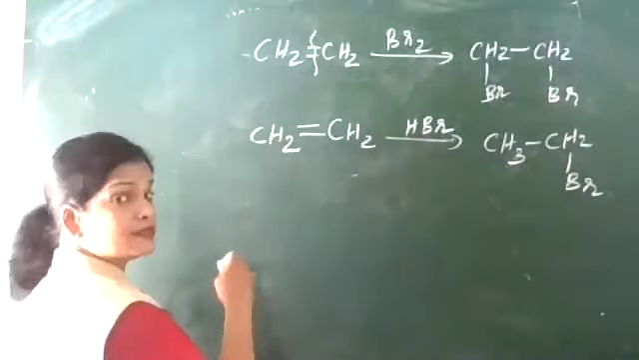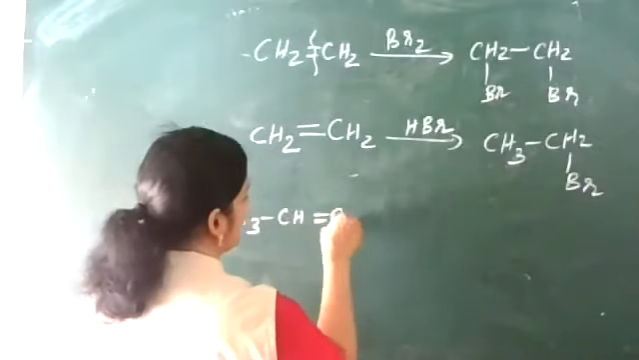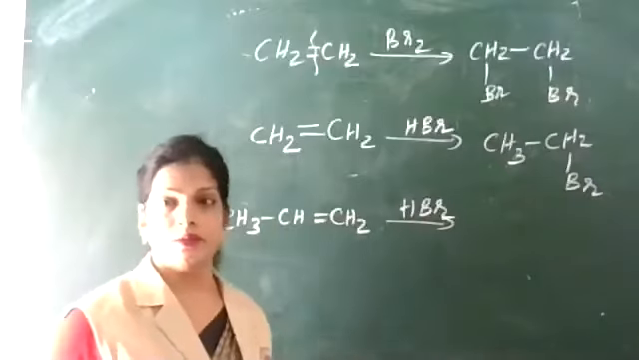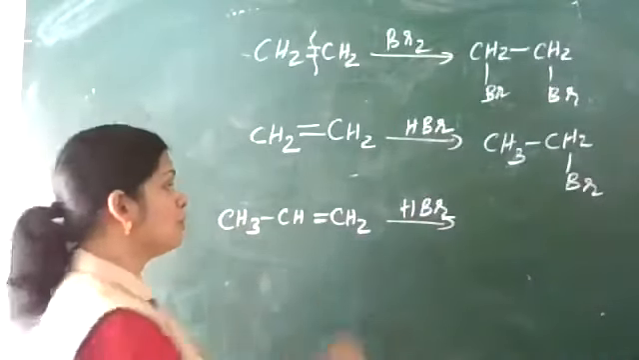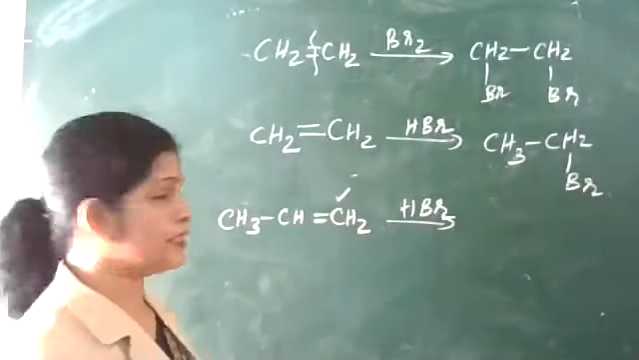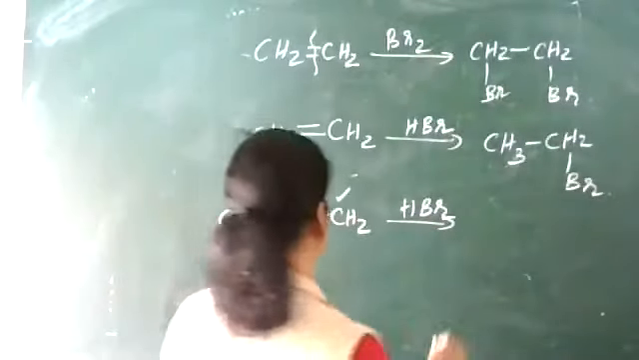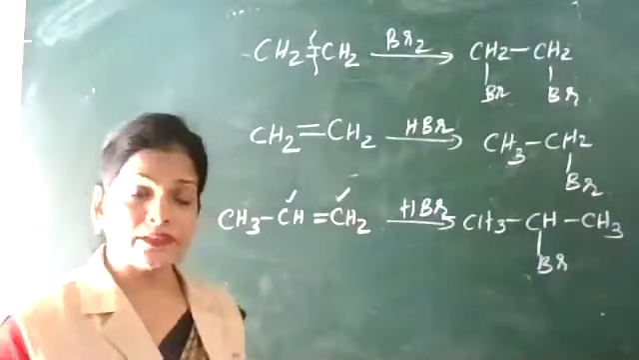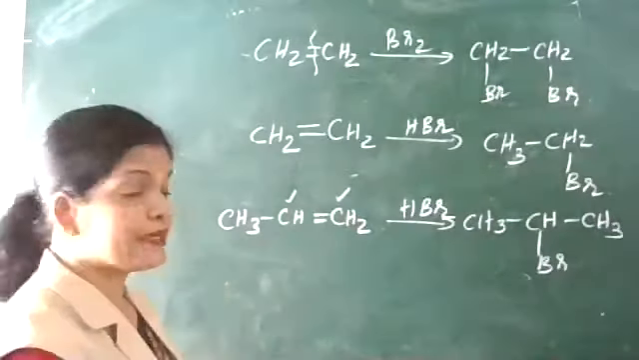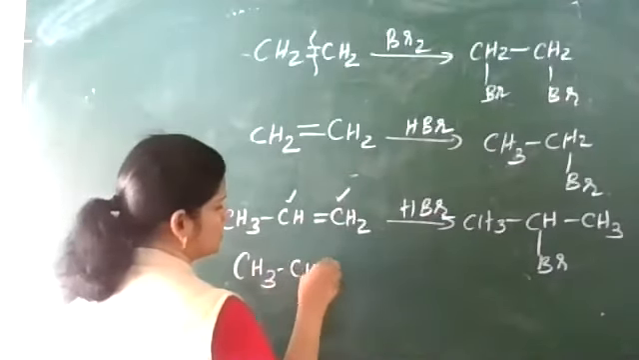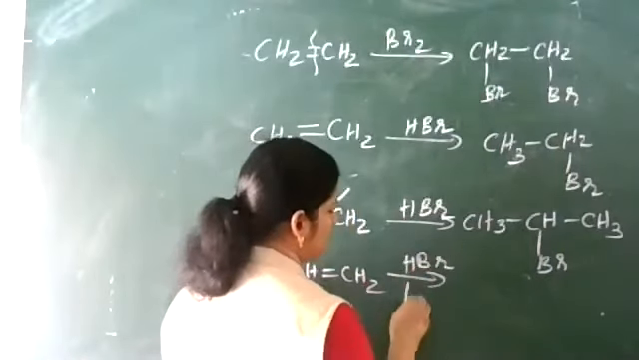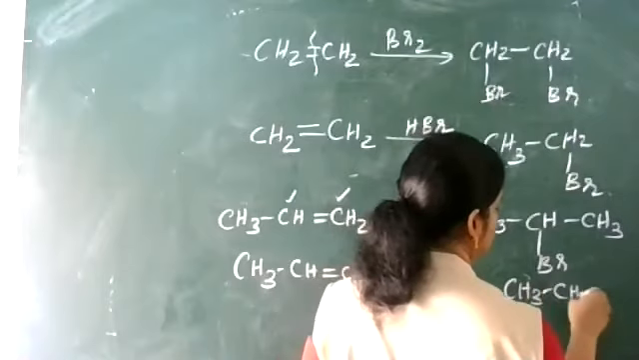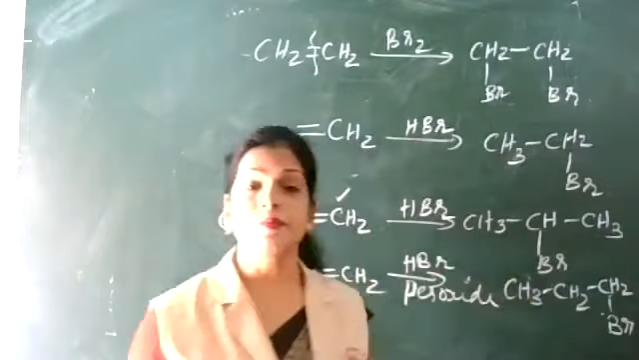Last year you learned, if this is unsymmetrical, that is CH3CH=CH2, then HBr addition follows Markovnikov's rule. Hydrogen halide will be added such that hydrogen goes to the more hydrogenated double bonded carbon, and halogen will be added to the less hydrogenated carbon. But in presence of peroxide, anti-Markovnikov rule will be followed. So you will be getting 1-bromo propane: CH3CH=CH2, HBr, peroxide, gives CH3CH2CH2Br, 1-bromo is obtained.